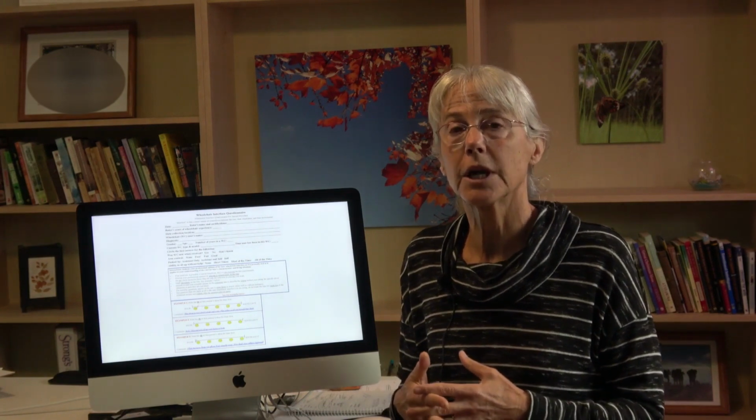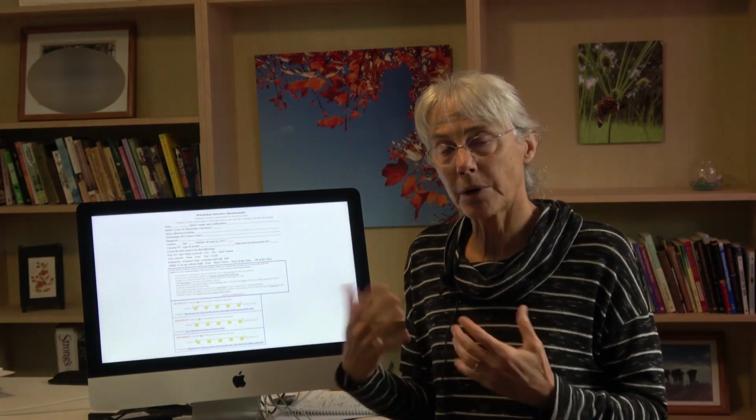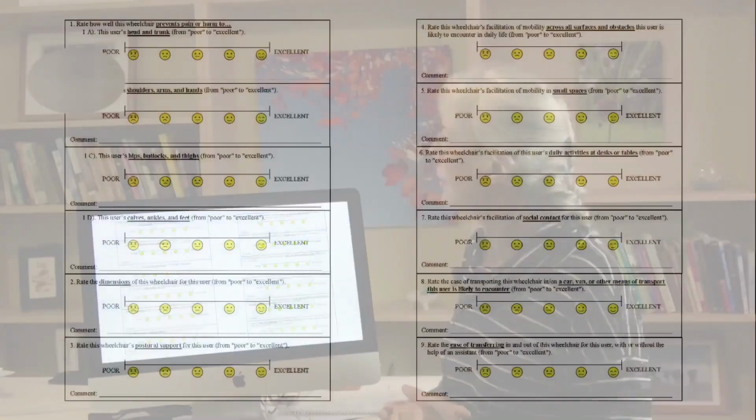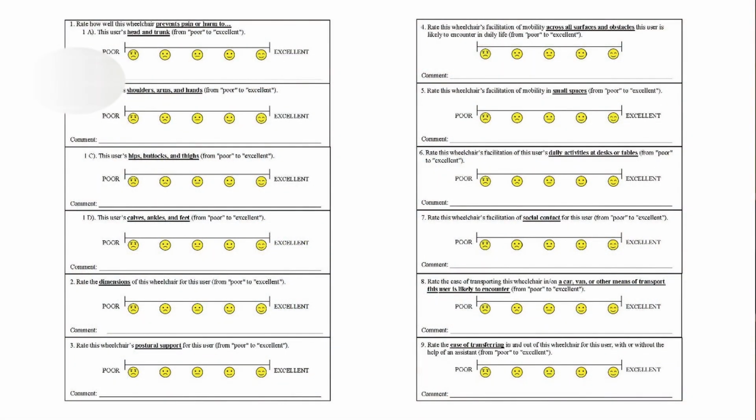Their foot is often injured. So if they need a wheelchair part or modification and it's not there, you can still give it a low mark and indicate why. Here are the questions. As you can see, it's a brief questionnaire.